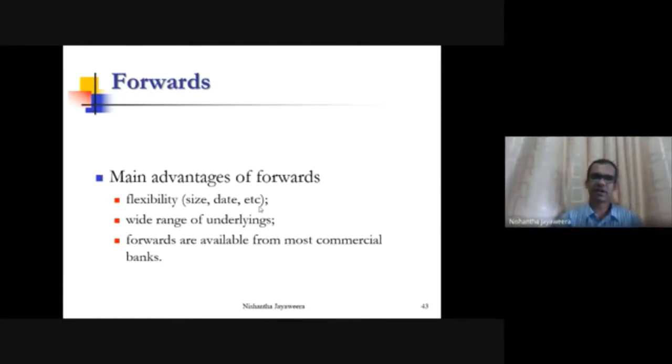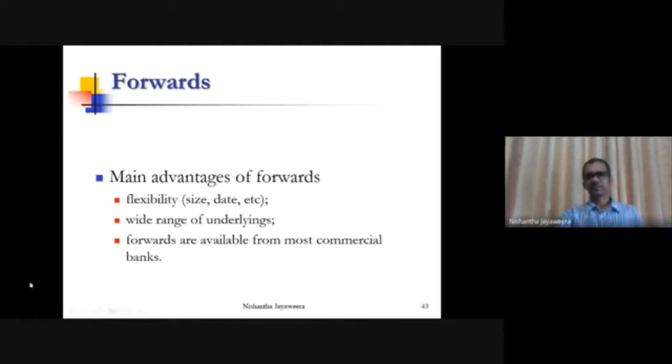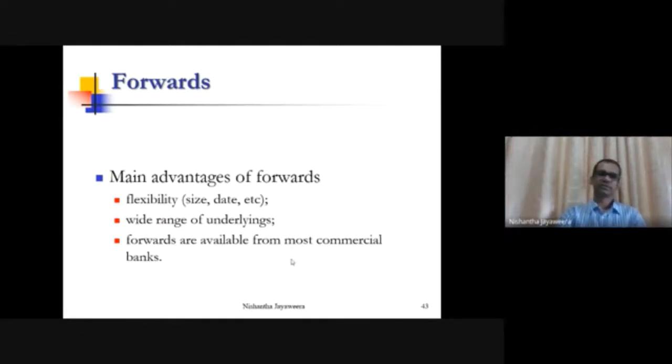And the underlyings for futures are given by the exchanges. So there may not be futures contracts for each and every underlying. Say if you take a dollar-rupee transaction, we don't have a futures market. But in forwards, if you need, you can enter into a forward contract if both parties agree. There's no restriction. And forwards are available through most commercial banks. It's not necessarily foreign exchange, even for other products. You can enter into forwards with a commercial bank if both parties agree to the contract.